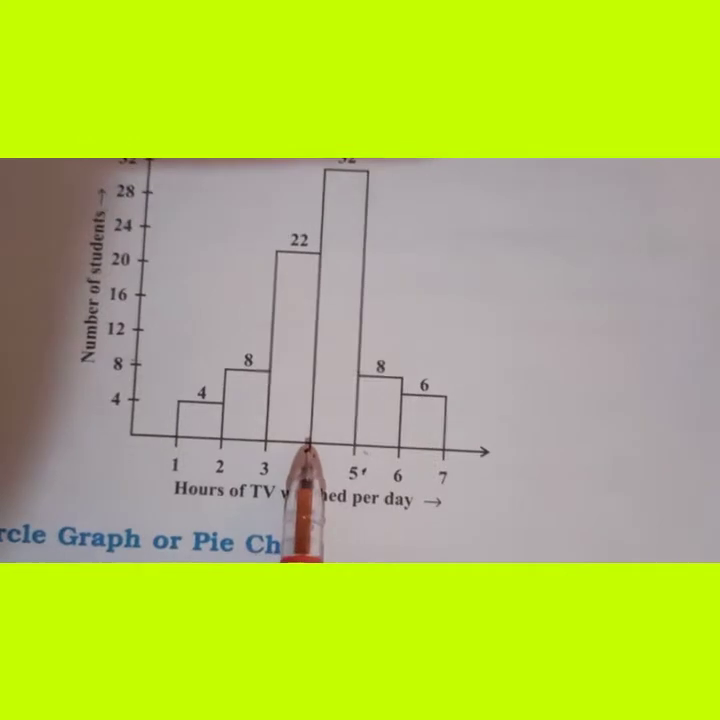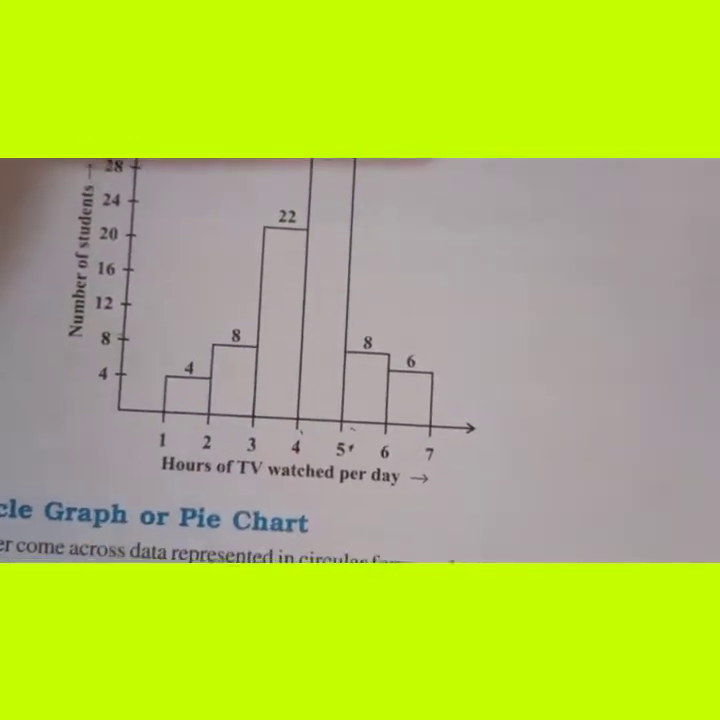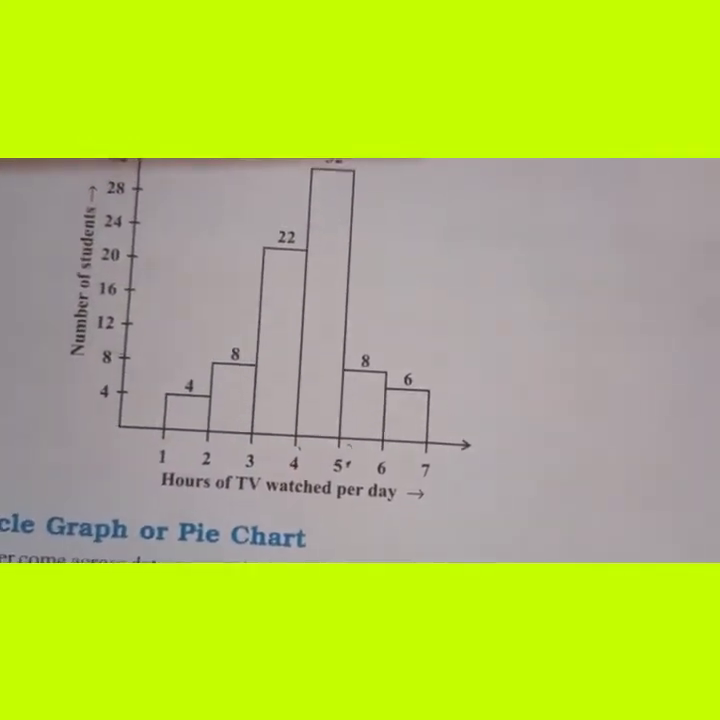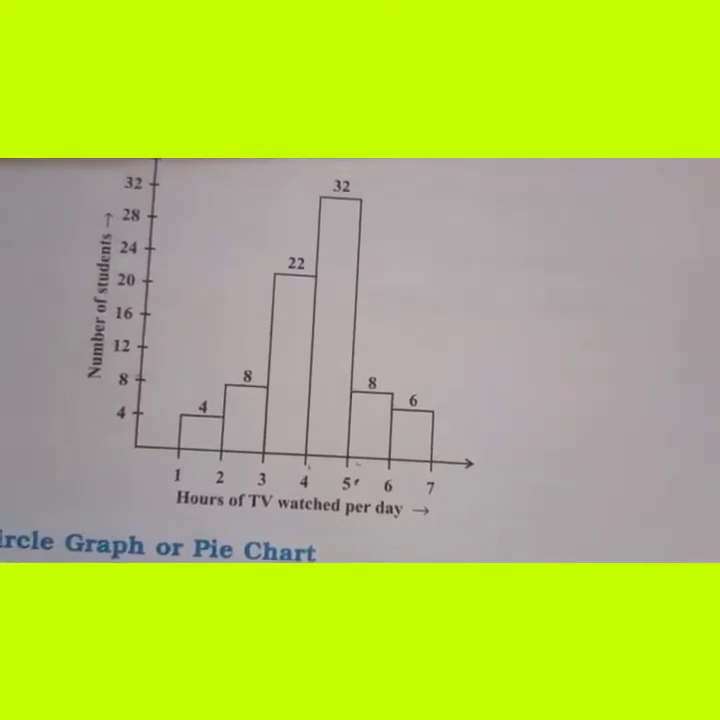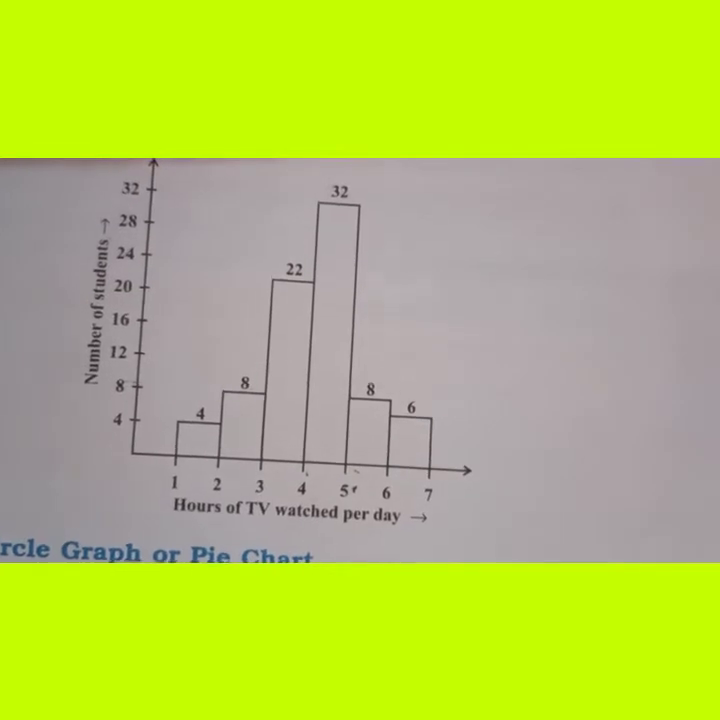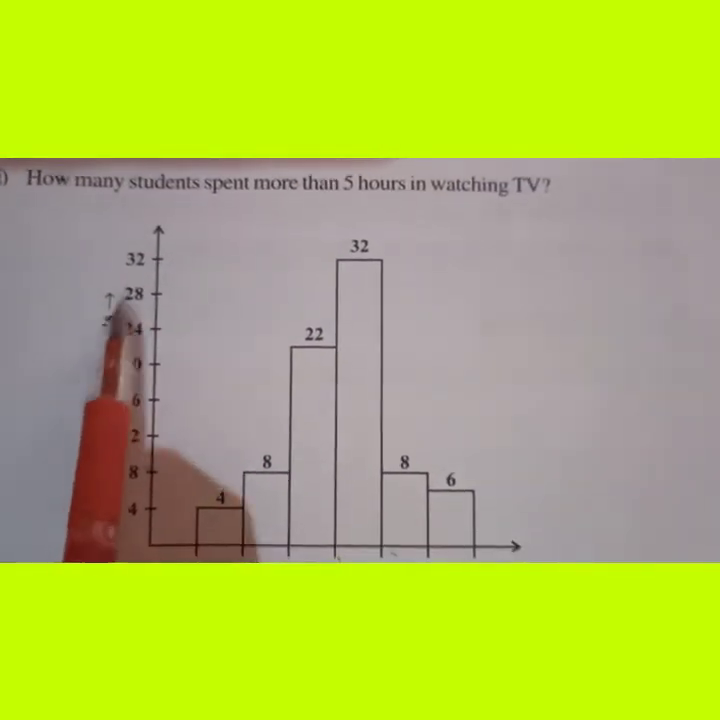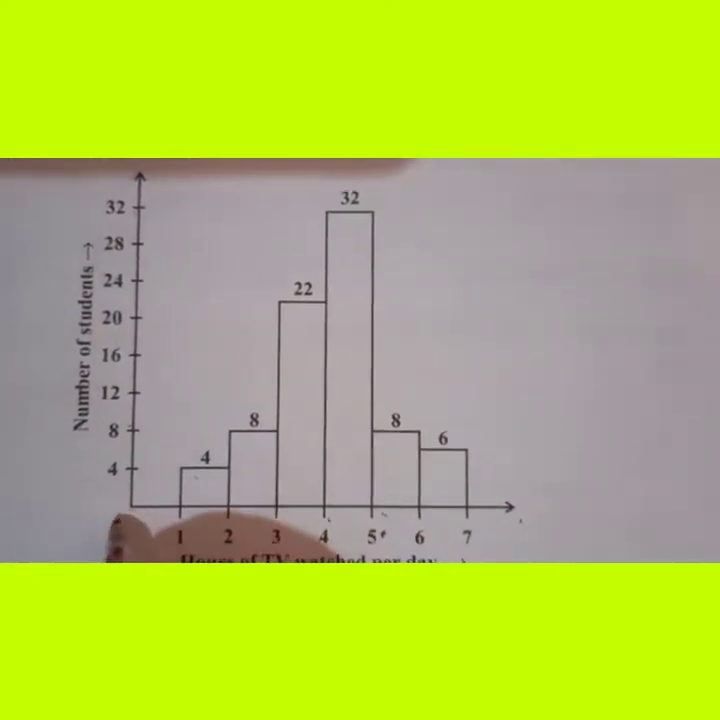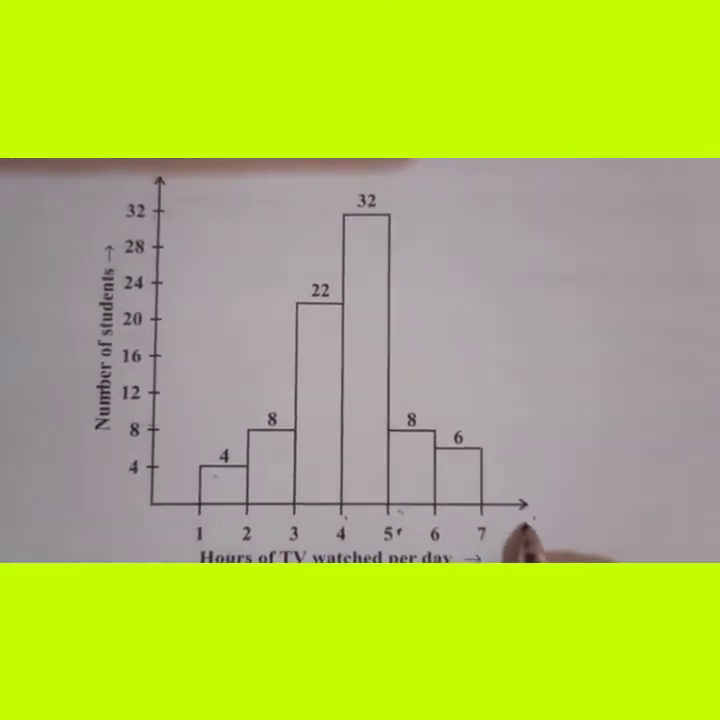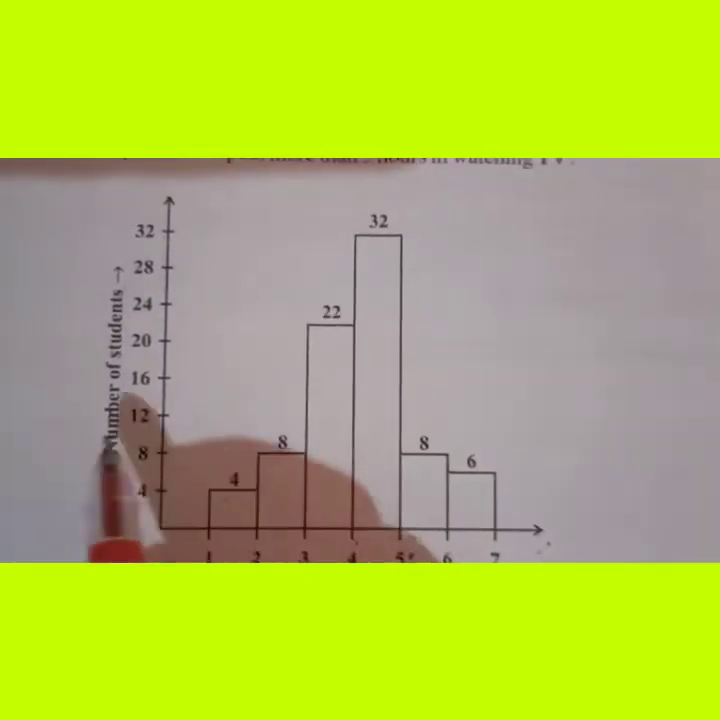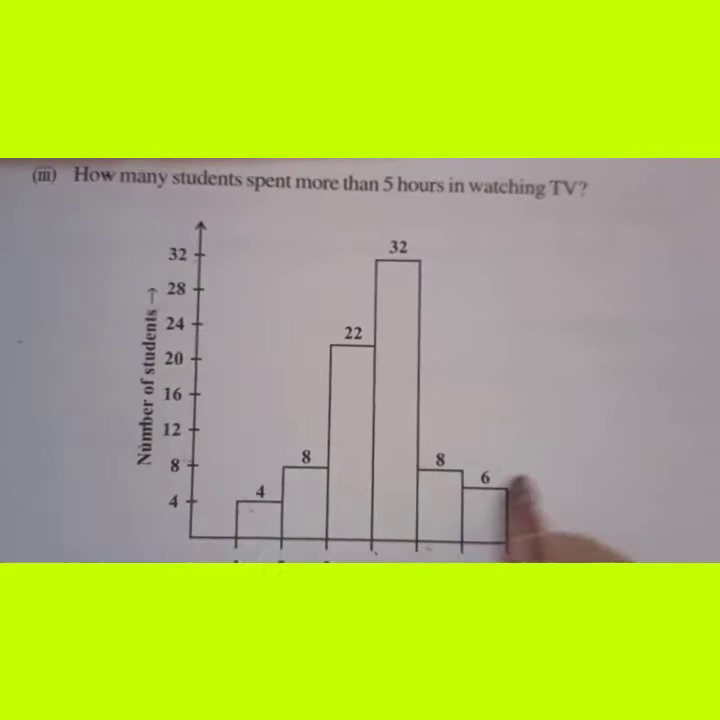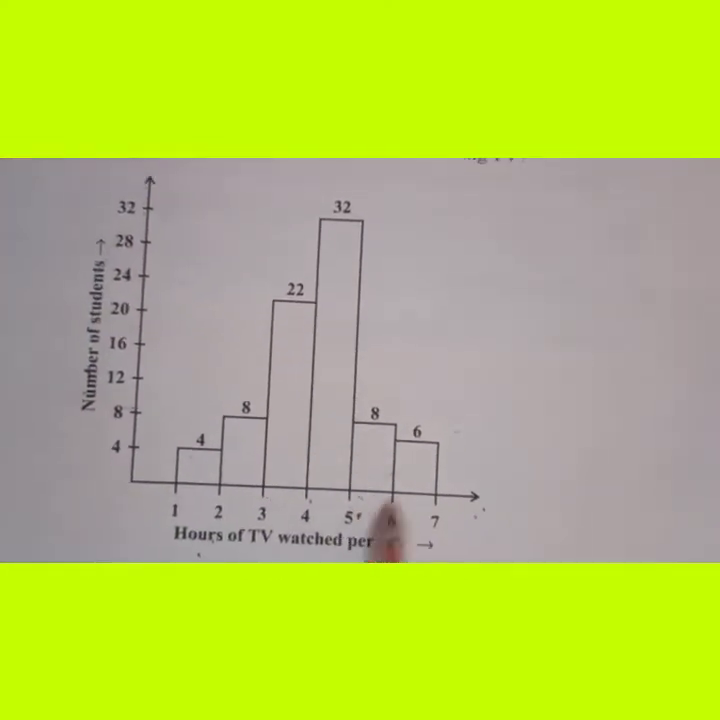So the first question is: for how many hours did the maximum number of students watch TV? Here you see the number of students is given on the y-axis, and the x-axis has the midpoint 0. The x-axis represents hours of TV watched per day, and the y-axis represents the number of students. It is given in your graph.